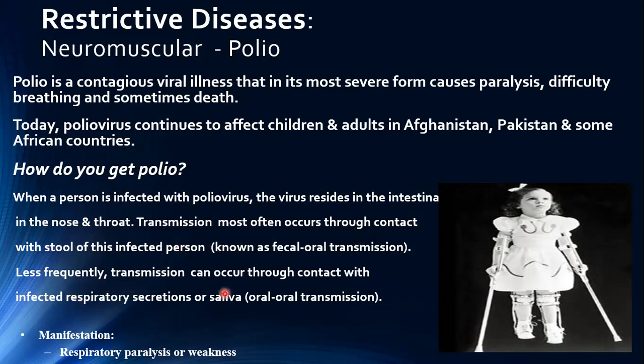Less frequently, transmission can occur through contact with infected respiratory secretions or saliva, which is oral-to-oral transmission. So deep tongue kissing somebody that has polio, it's possible for you to get it, okay? Back when it was affecting people. But now a vaccine came out. Finally, a revolutionary vaccine came out for polio, and everybody got it, and that kind of eradicated it until this day. Okay, same thing we hope to do with coronavirus.